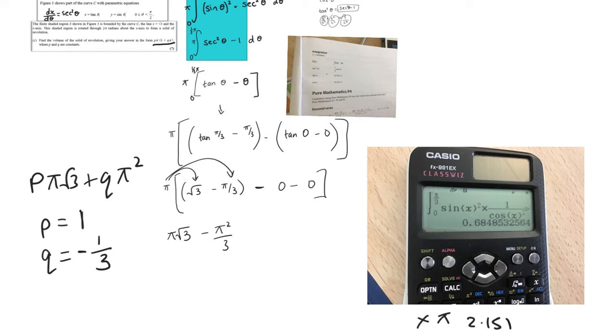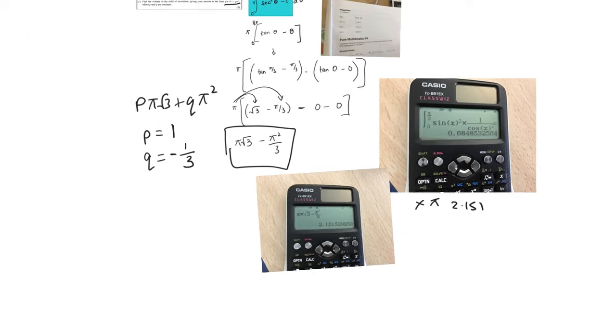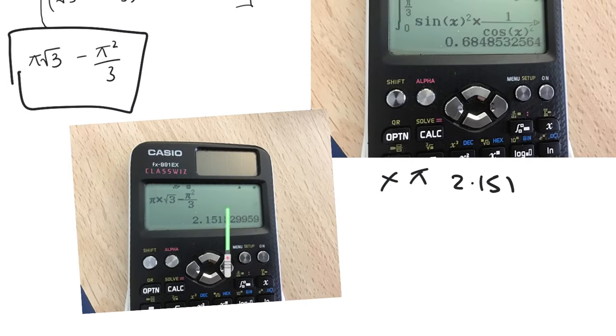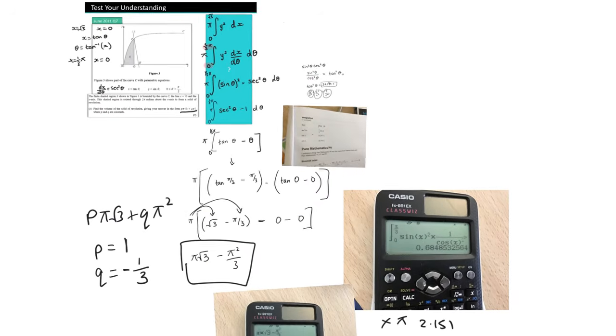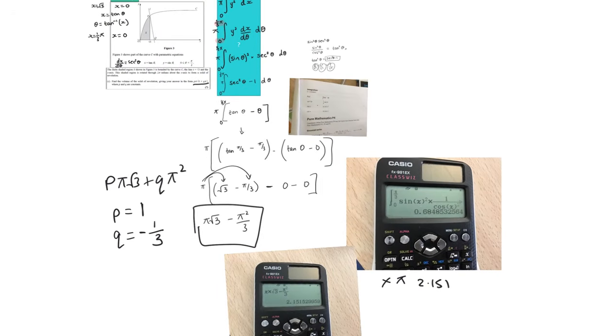So now what I'm going to do is put this into the calculator and see what my answer is. When I typed this in here, you can see I did get 2.15, which is what happened once I'd multiplied this by pi. So I know that what I've done is exactly right, and I can walk out of this exam confident that I've just guaranteed myself 7 marks. So that is 7 marks.